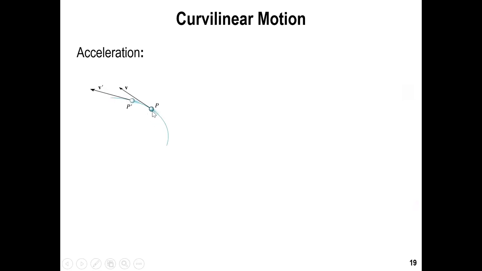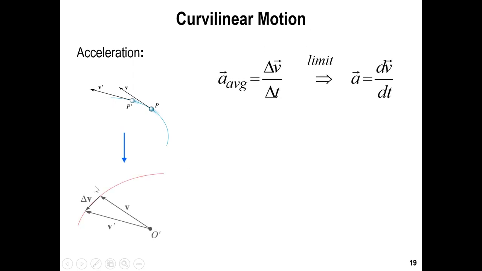Acceleration is the change of velocity. At point P, velocity is tangent to the path. At point P prime, it is also tangent to the path. Even if the magnitude is the same, the two vectors are going to have, you see, some changes. This is V prime, this is delta V. And again, delta V over delta t gives you a vector of average acceleration, which doesn't mean much. But if you take the limit where P and P prime are very close, there's going to be dV over dt, and that's the instantaneous acceleration.